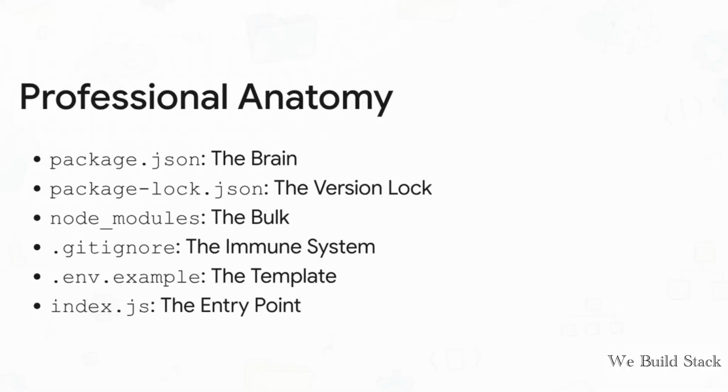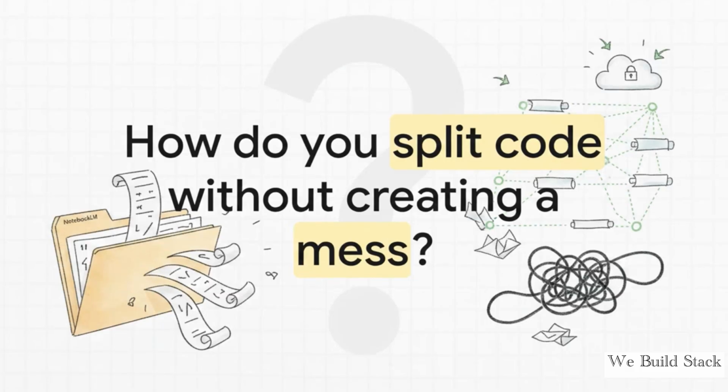Okay, let's do a really quick recap of our codebase anatomy, because this truly is the foundation for any pro Node setup. Think of package.json as the brain. package-lock.json, that's your deterministic version lock. node_modules is the massive generated bulk. Your .gitignore is the immune system keeping the bad stuff out. .env.example provides your safe template for secrets. And index.js, well, that's your entry point where the whole show starts. So you now completely understand the professional foundation of a single file Node project. You've gone from a totally empty folder to a working, secure, pro-level setup.